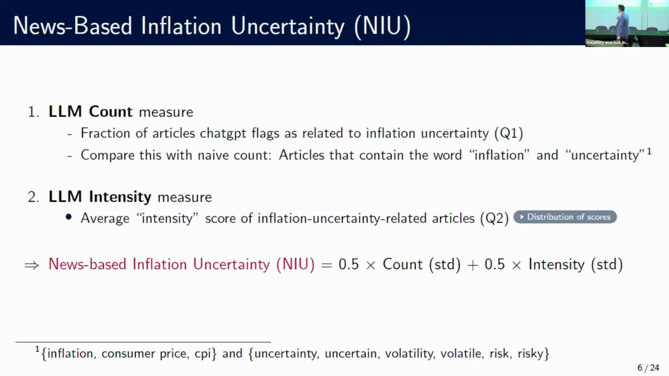Now you'd think that AI provides a lot more information. You don't have to rely on these. You'd think that there's much better ways to do this, right? So that's why we're relying on the LLM here. Second, we want to also construct this intensity measure, where we are just averaging the intensity scores across all these articles. And then finally, we can construct our news-based measure as the average of the two, the LLM count and the LLM intensity measure.